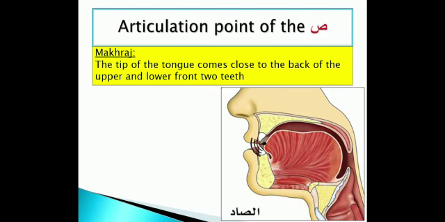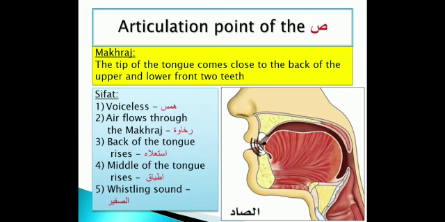The next letter is the letter sad. The makhraj, the articulation point of this letter, is that the tip of the tongue comes close to the back of the upper front 2 teeth and the lower front 2 teeth. So the upper front 2 teeth and the lower front 2 teeth will come close together, and the tongue will be close to these teeth, somewhere in between the front 2 upper teeth and the front 2 lower teeth.